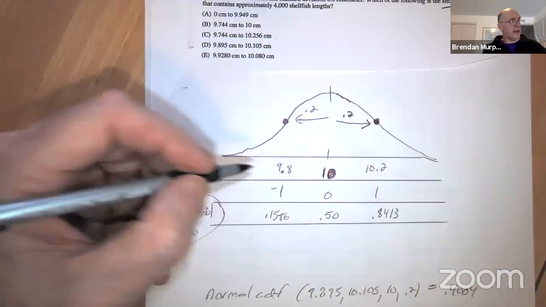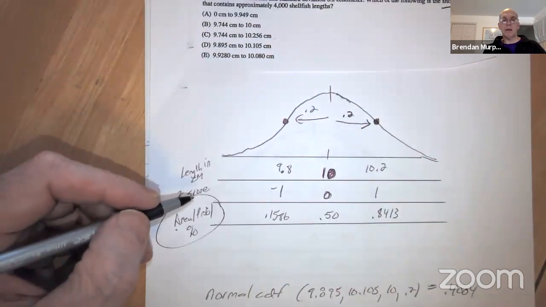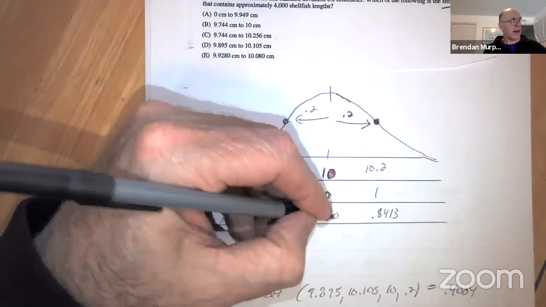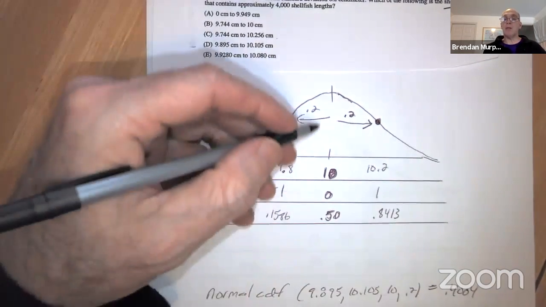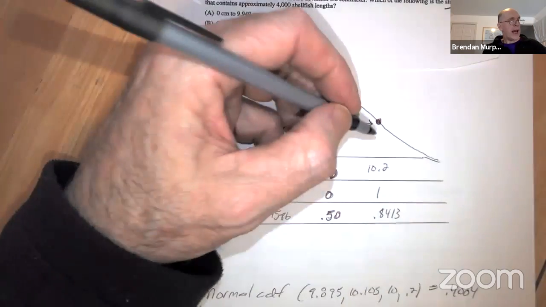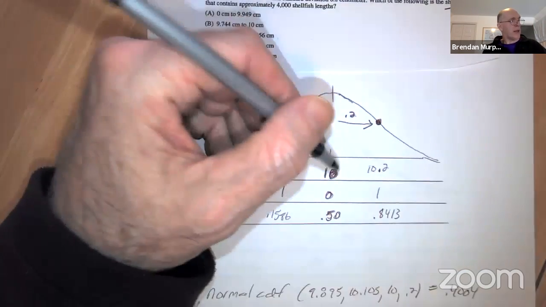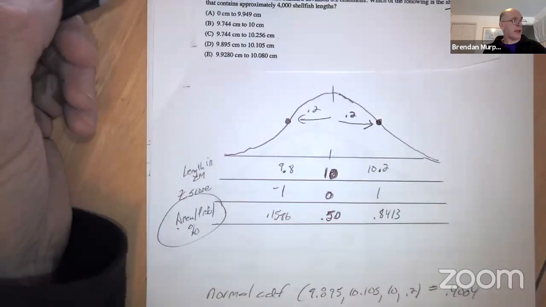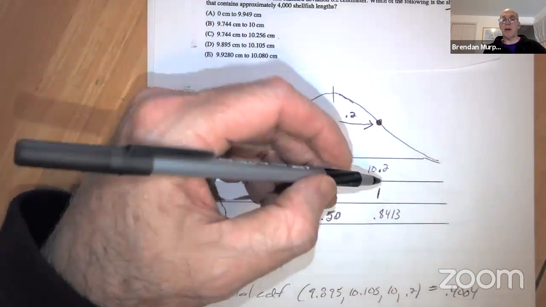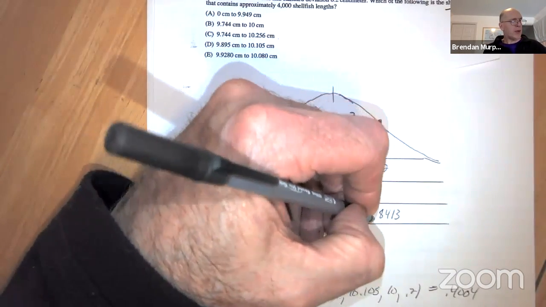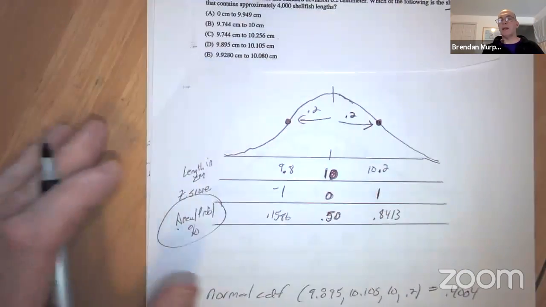Well, I know at the mean, my z-score is 0, and I know I'm at the 50th percentile. And so that just sort of gives me a starting point. If I add one standard deviation, my new length is 10.2 centimeters. I'm one standard deviation above the mean, and I'm in the 84th percentile, or roughly.